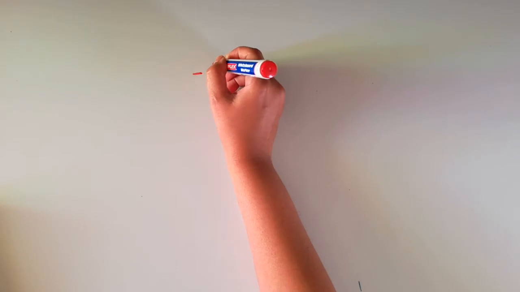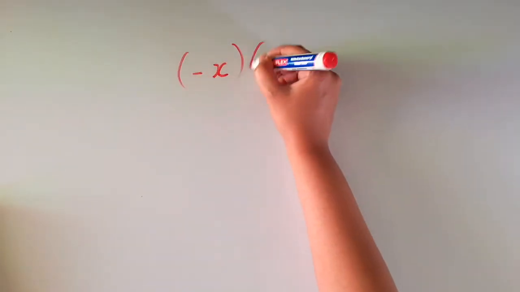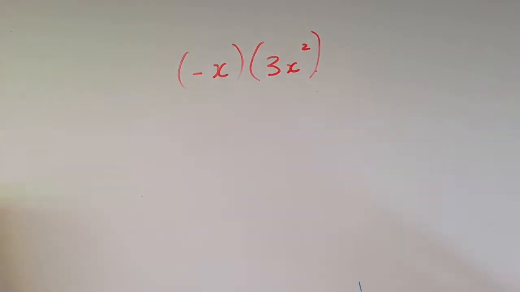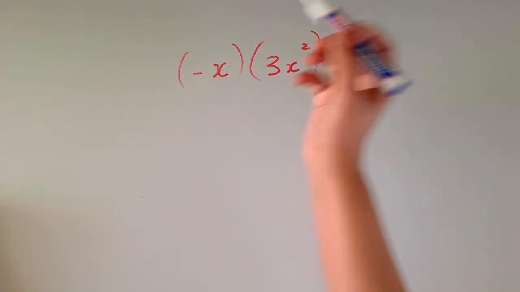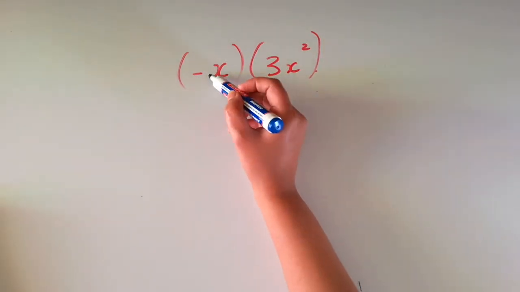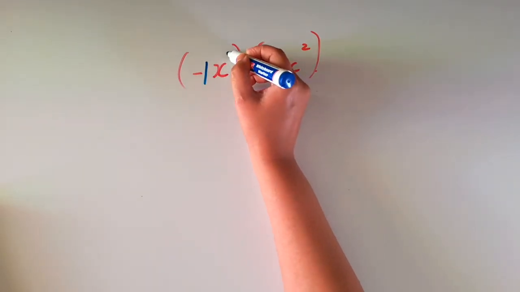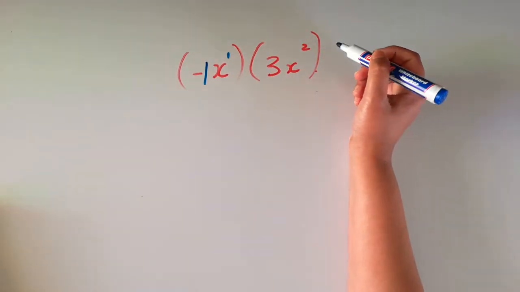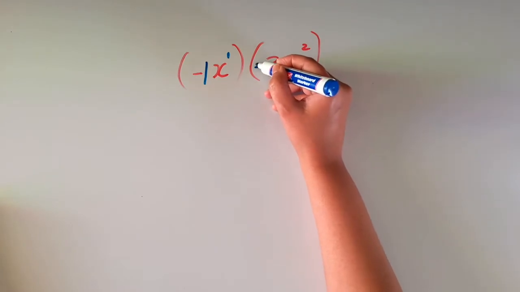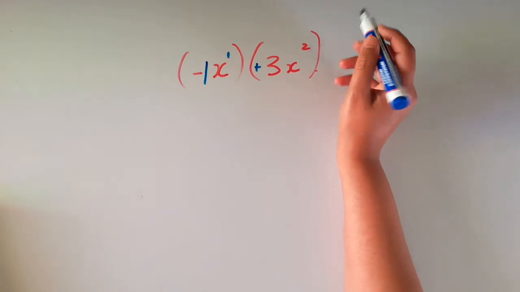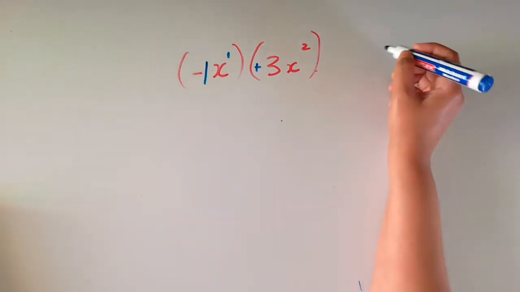Let's say I have minus x times 3x squared. So we know our first step before we do anything else is to put in our invisible signs and numbers. There is a sign here, but there's no number. So that number is 1. There's no exponent, so that is also a 1. There's no sign here, so that's a plus. There is a number and there is an exponent. So the next thing we're going to do is SNL.